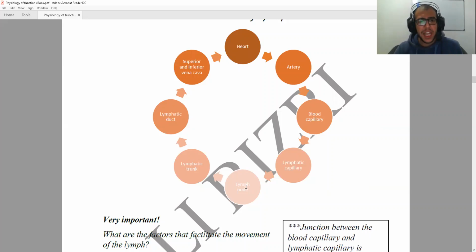The lymphatic trunk, the lymphatic duct, essentially they're going to be moving upwards the ladder of blood vessels, and then eventually into the superior and inferior vena cava, where they're going to be dropping down in the heart.